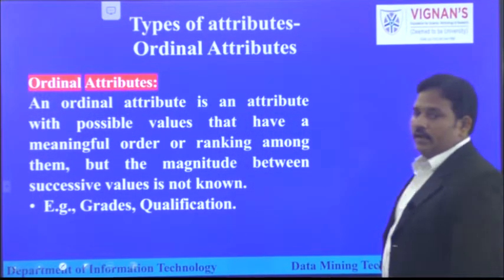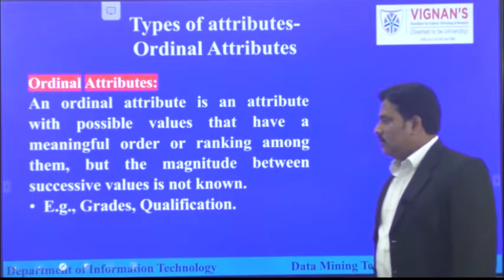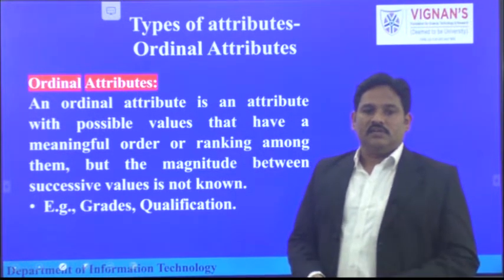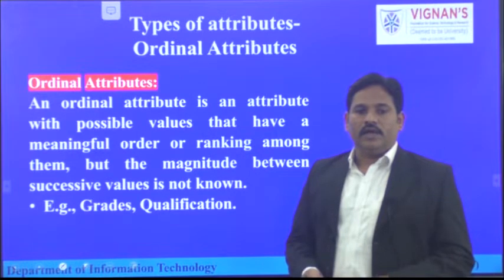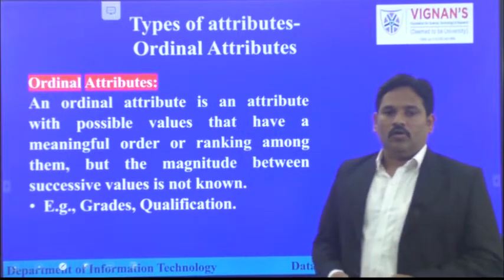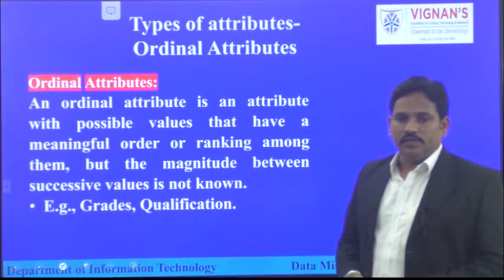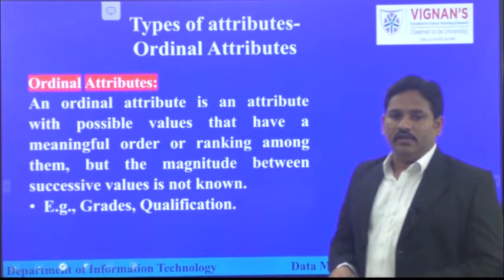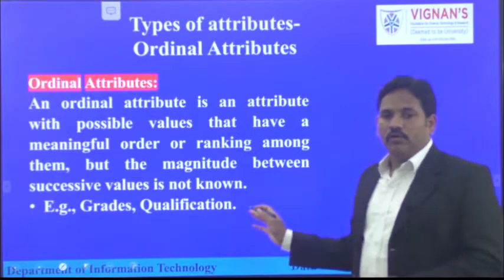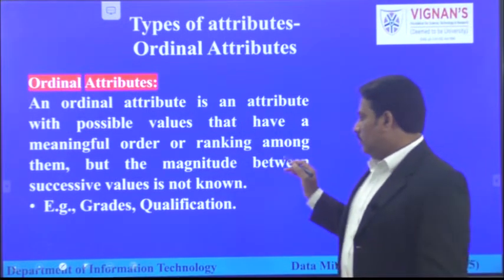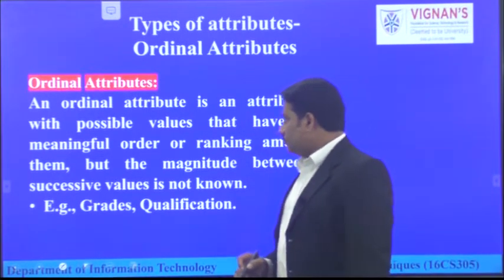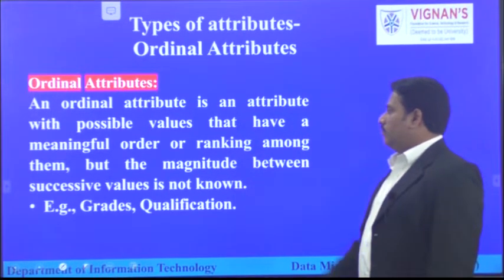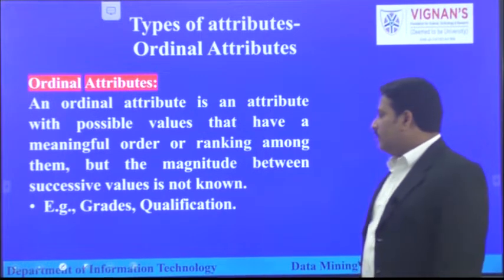And another type of attribute is ordinal. When we want to represent, store or access the attribute value in an order, then we can call it an ordinal attribute. That means either in the format of usage or in the format of data entry, the order should be followed strictly. Now, what is the example here? An ordinal attribute is an attribute with possible values that have a meaningful order.